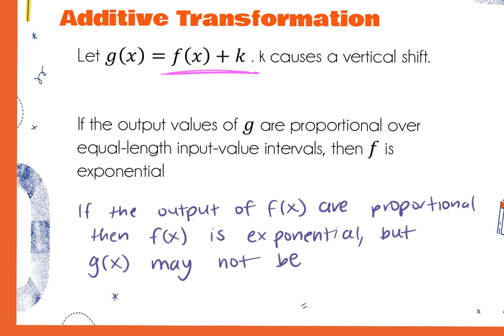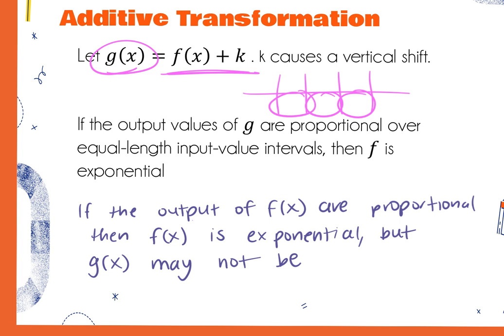Okay, so the next thing says, if the output values of g are proportional over equal length input intervals, then f of x is exponential. So go back to the last section and think about how we knew if something was exponential. We would look at our y values and see that they are proportional, right? The second over the first, the third over the second, the fourth over the third would be proportional. So what this is saying is that if the output values of my g of x are proportional, then my initial function has to have been proportional. But what is not necessarily true is the other way around.